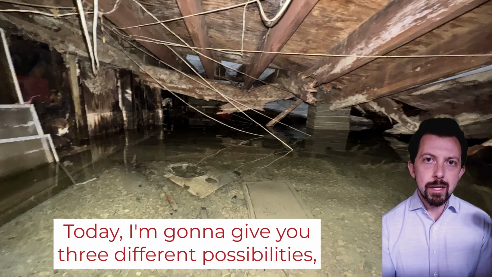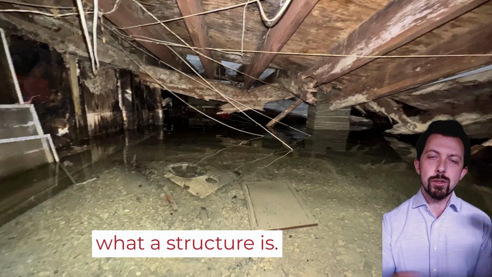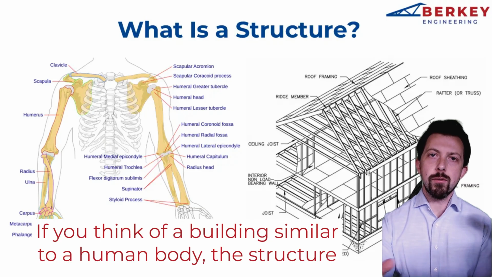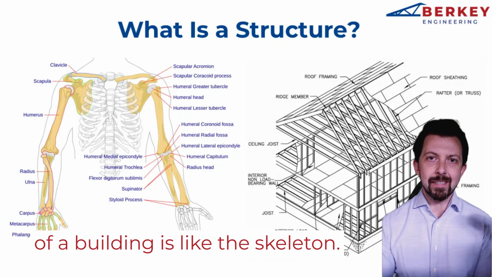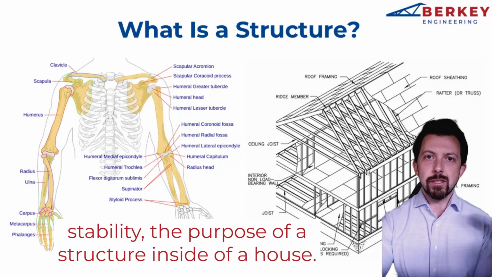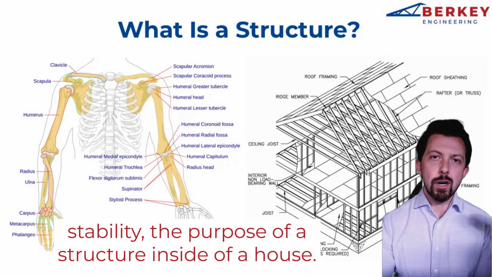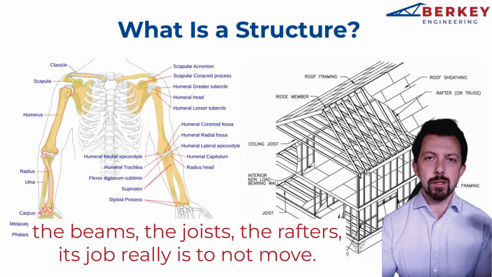Today, I'm going to give you three different possibilities, though there's many more. Before I do that, though, I just want to explain what a structure is. If you think of a building similar to a human body, the structure of a building is like the skeleton. It's what everything else hangs off of. It's what provides stability. The purpose of a structure inside of a house, and I'm talking about the foundations and the framing, the beams, the joists, the rafters, its job really is to not move.